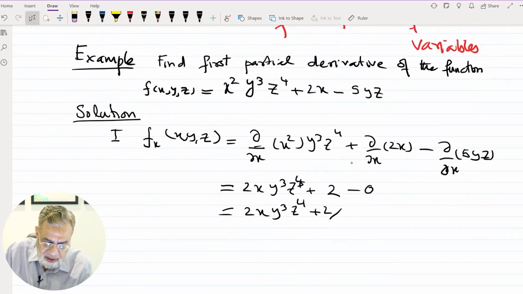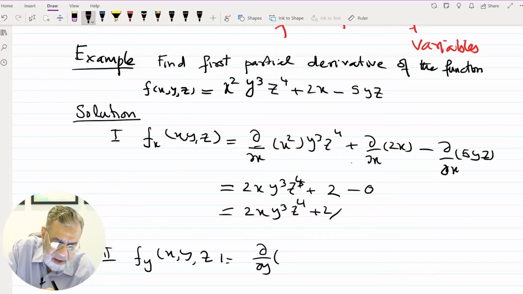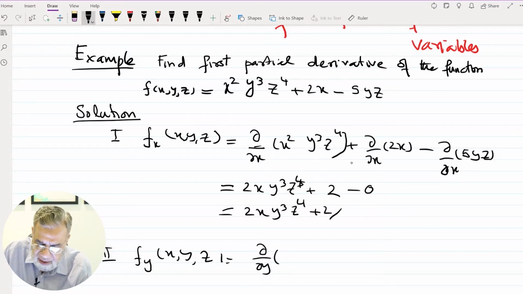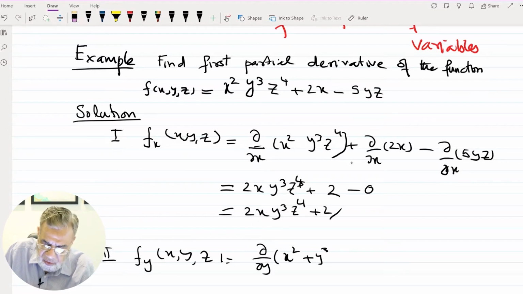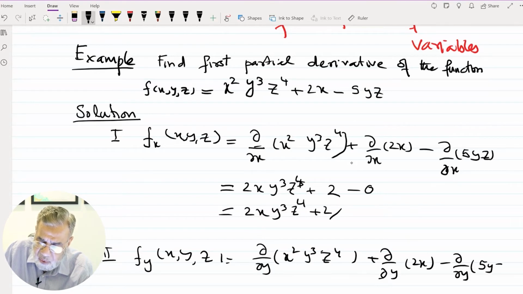Now I take the second one. Second one is I want to find the partial derivative with respect to y of f(x, y, z). Now I have the partial derivative with respect to y. I take the whole terms, even I can take the term including all of them. So here we have x squared into y to power 3 and z to power 4. Then we have plus partial y of 2x, then minus partial y of 5yz.